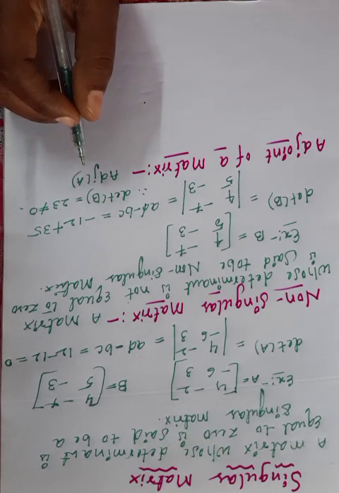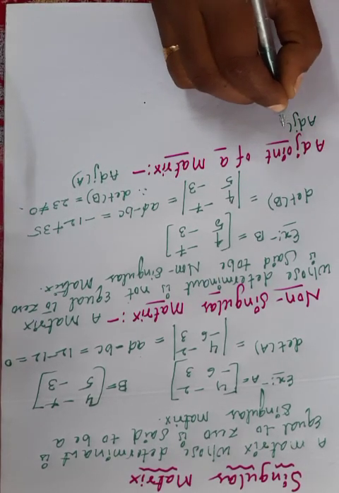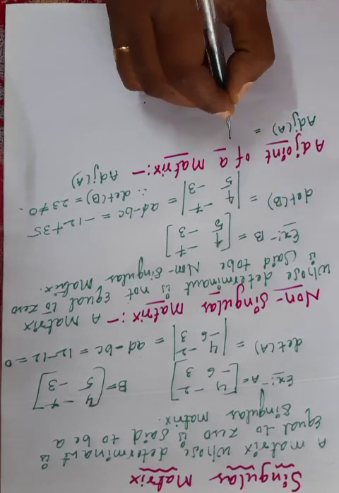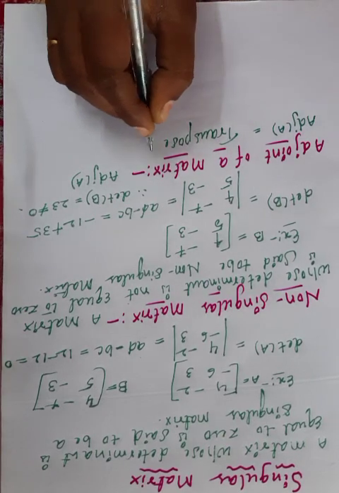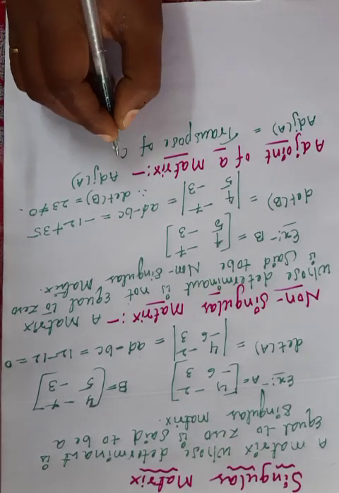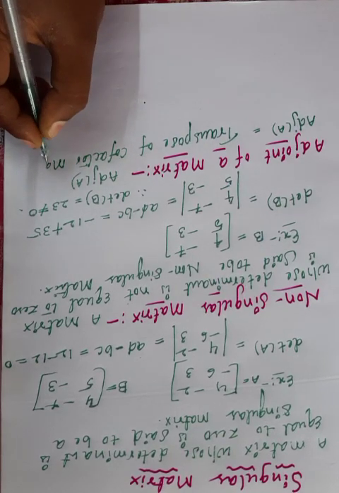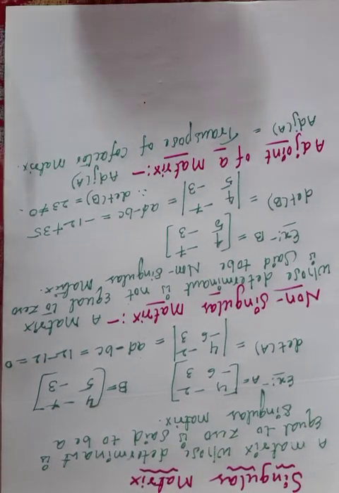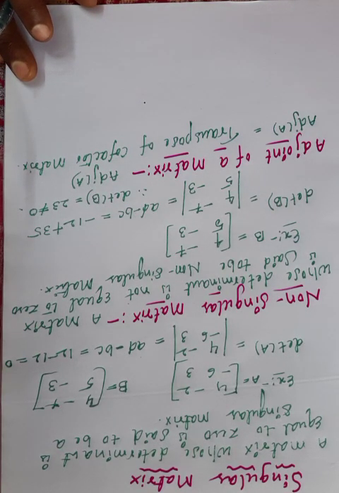And the adjoint of A formula is the transpose of the cofactor matrix. So this is a very important formula. Therefore, the adjoint of a matrix formula is the transpose of a cofactor matrix. So after finding the transpose of the given cofactor matrix, we call that the adjoint of a matrix.